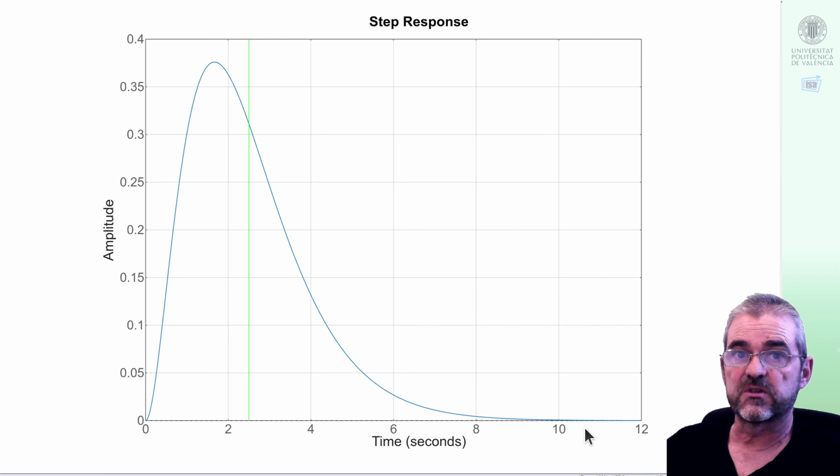2.5. So what is happening is that we are sort of seeing that 3 real poles may have a slower transient than the one I compute with the formula for a single exponential, because in here we have 3 of them.